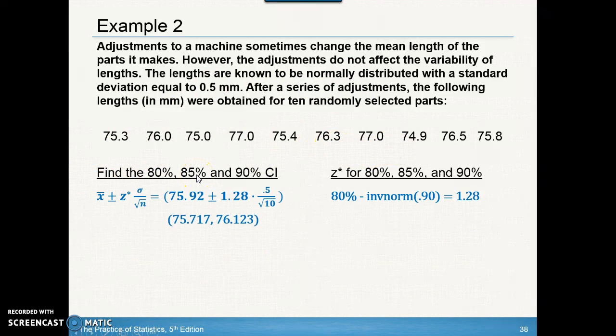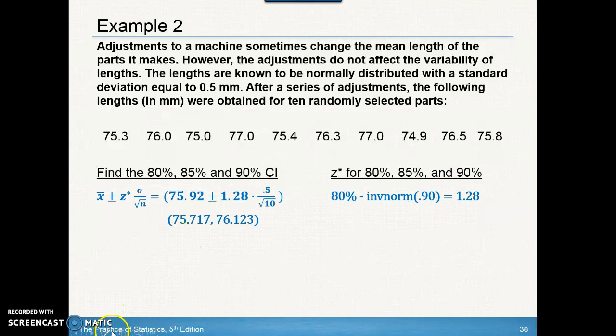Now, number 1, before you do anything, please, please, please find your critical z-scores. Remember, your confidence interval is your point estimate, the sample statistic, plus or minus your critical z-score times the standard deviation of your statistic. When you add all these up and find the sample mean, it should be 75.92. Now, this is only taking up 80% of the curve. We only want 80% of the curve. So for 80% of the curve, you're going to do inverse norm of 0.9, which gives you 1.28.